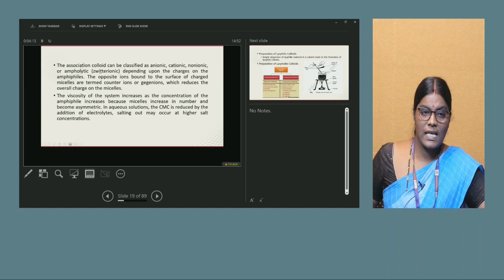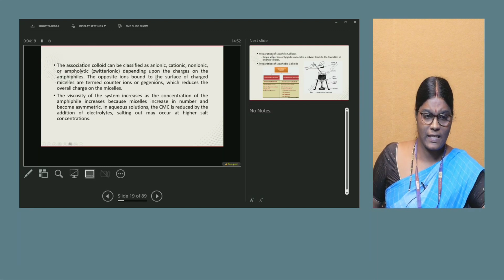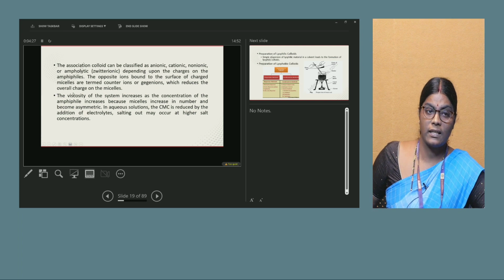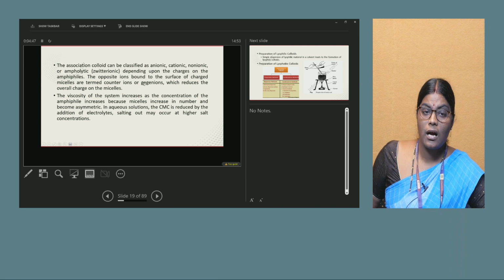This association colloid can be classified into different types. Say for example surfactants only, right? The surfactants are of different types. What are they? Anionic surfactants, cationic surfactants, non-ionic surfactants, ampholytic or zwitterionic surfactants. Depending upon the charge that is present on the amphiphile, these are classified. Here, whatever opposite ions that are binding to the surface of the charged micellars are given as counter ions or gegenions, and they will reduce the overall charge on the micellar structure.